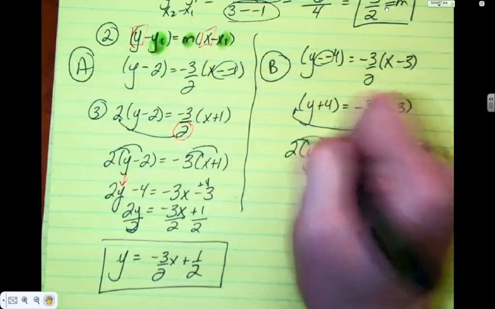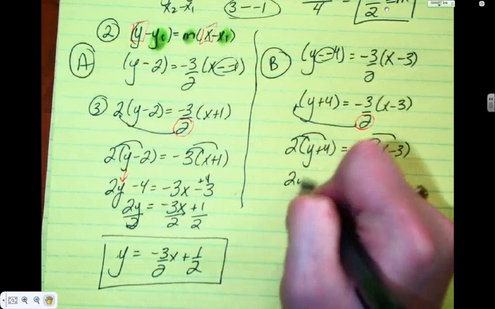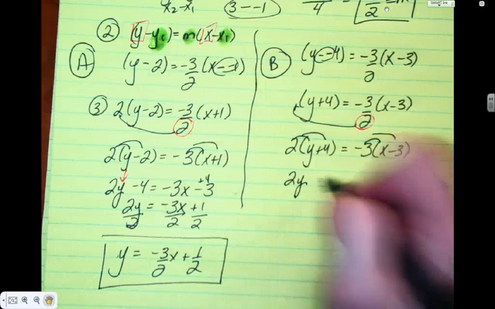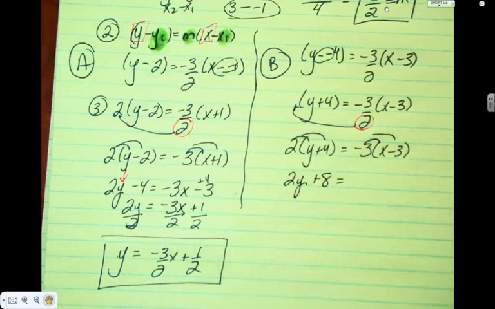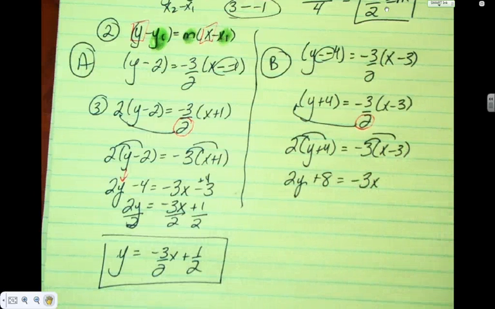Now I'm going to distribute to get rid of the brackets, just like on the other side. So 2 times y is 2y. 2 times 4 is plus 8. On the other side, negative 3 times x is negative 3x. And negative 3 times negative 3 is positive 9.